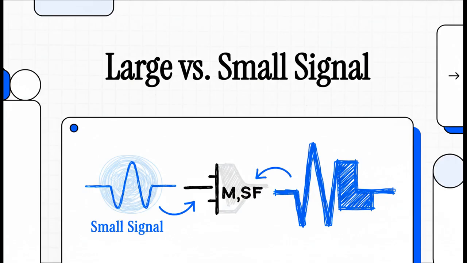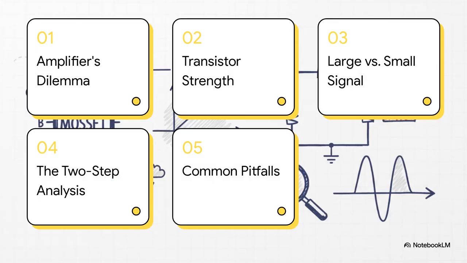So let's dive right in. Here's how we're going to break it down. First, we'll tackle the amplifier's dilemma. Why a transistor needs a sort of wake-up call before it can do any work. Then we'll figure out how to measure its strength. After that, we'll get into the two secret languages it speaks and master a simple two-step process to understand its behavior. And to wrap it all up, we're going to bust some common myths that trip up even seasoned designers.